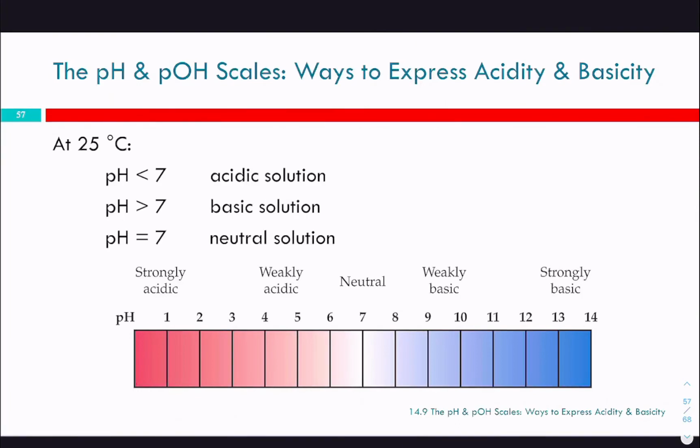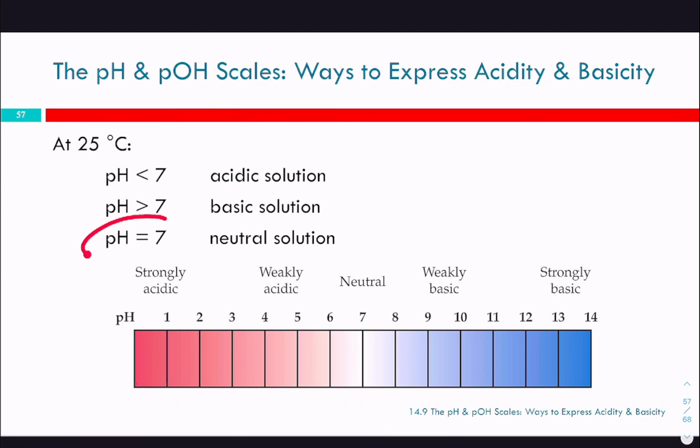Okay, so I've been saying times 10 to the negative a lot. We have an easier scale that also removes that negative, makes it easier to tell if one's bigger than the other, and that's the pH scale. So this breaks it down.